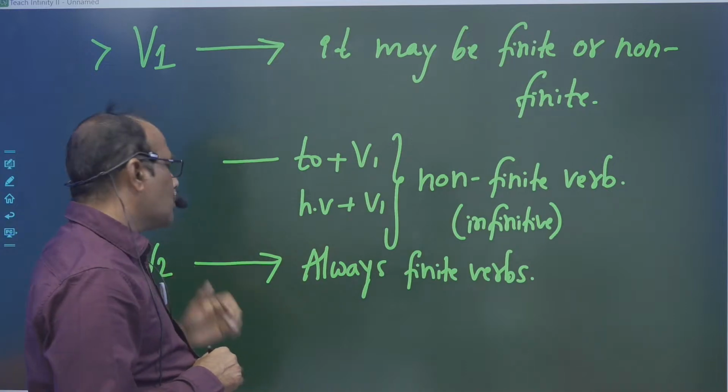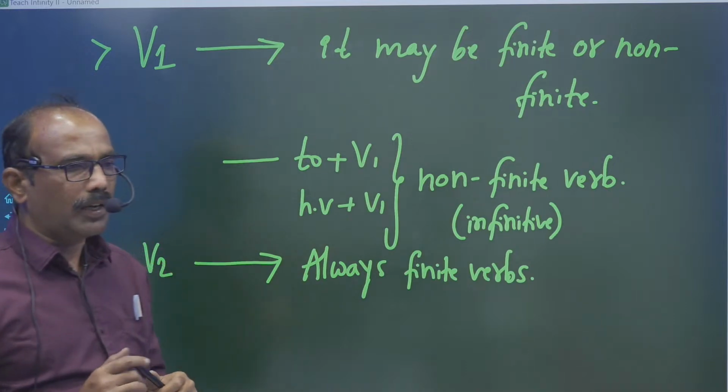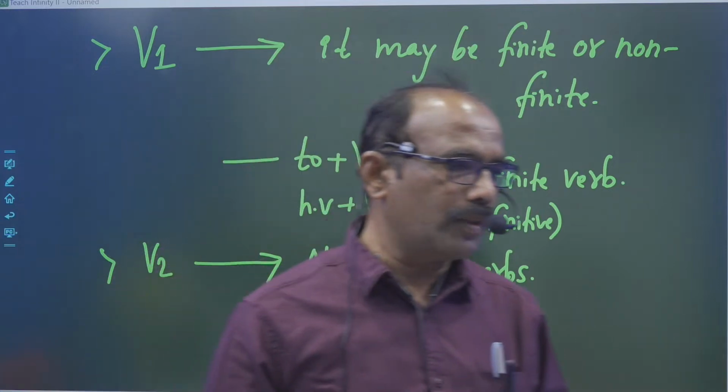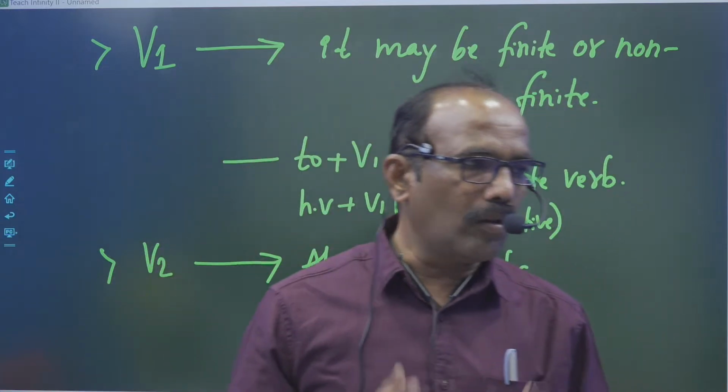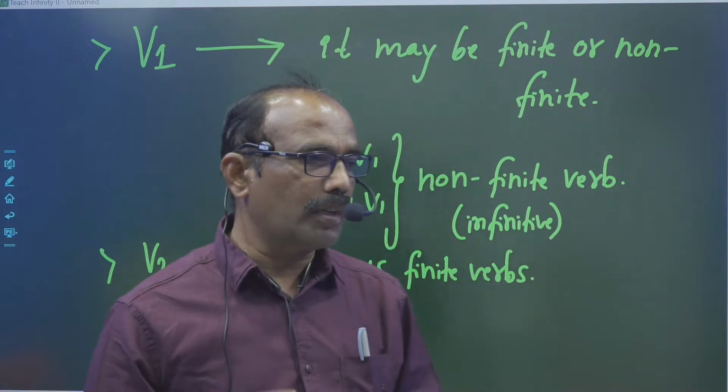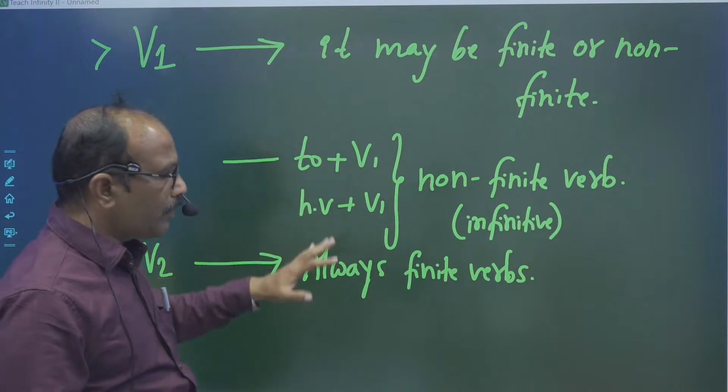And verb number two, it is always a finite verb. Verb number two, second form of the verb, it means past form of the verb ಏನಾಗಿದೆ, that is always a finite verb ಆಗಿದೆ. ಅದು always finite verb ಆಗಿರುತ್ತೆ. That is to be remembered. So this is the concept of finite verb.